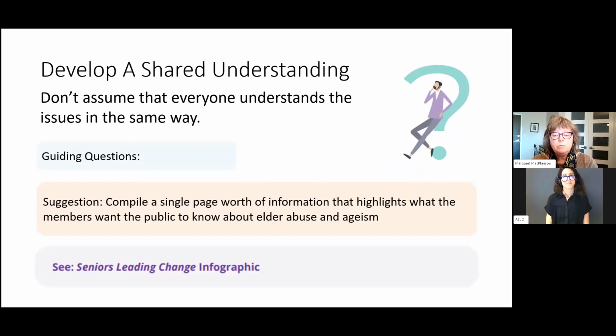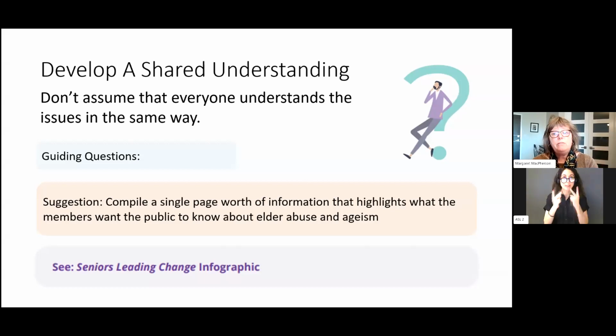This is a really important piece. When you look at other countries and work that they're doing around violence prevention, this is fundamental, that you can't assume that everyone has the same understanding of issues, and that a way to get yourselves onto the same page about what the issues are in your community, how you want to talk about them, how you think about them, is part of questions is to sit and talk about elder abuse and ageism as it shows up in your community.